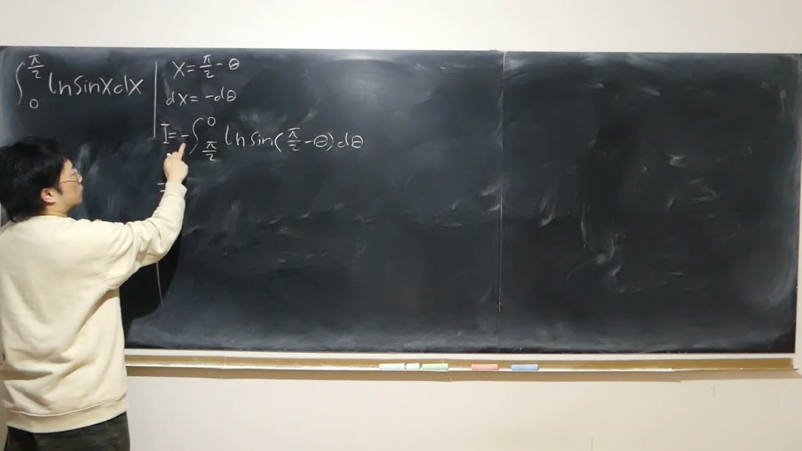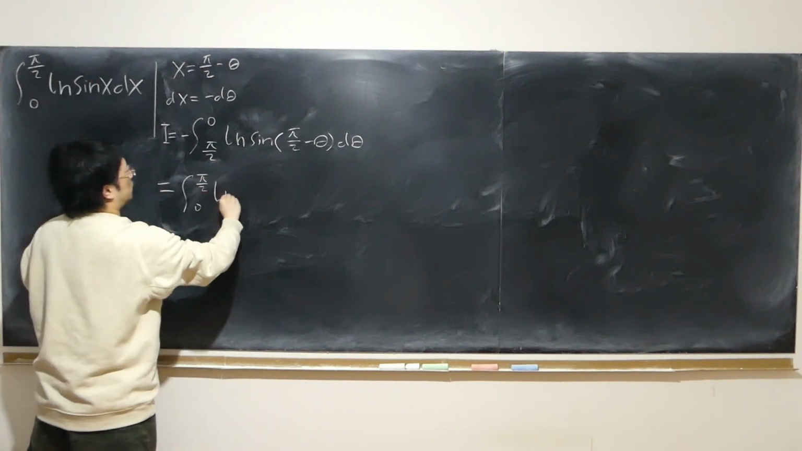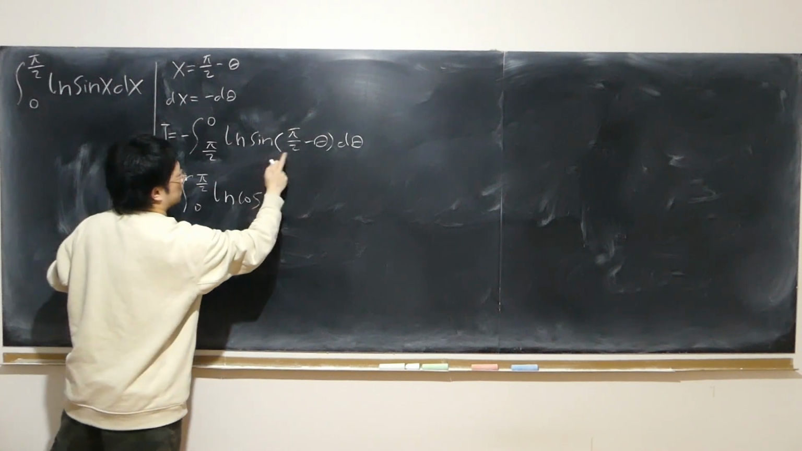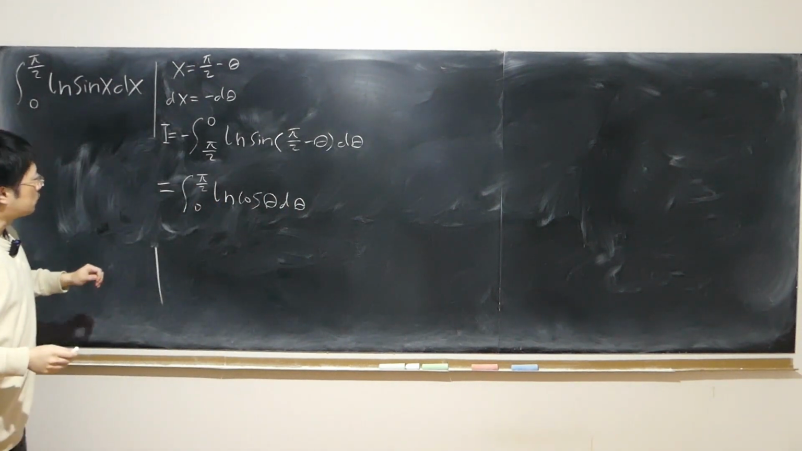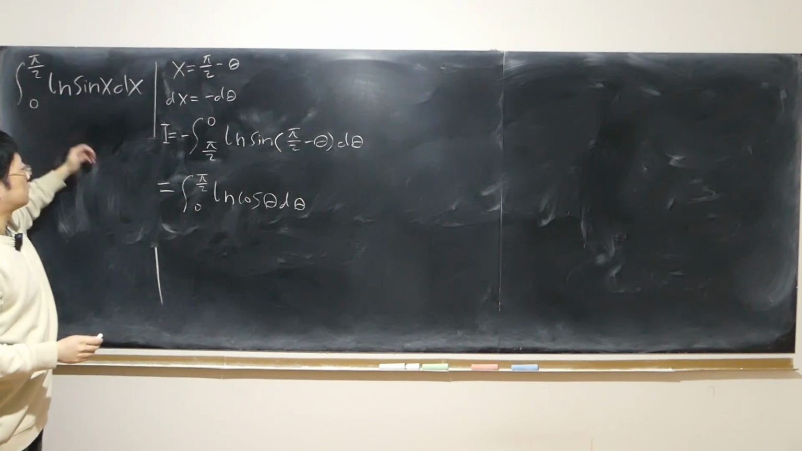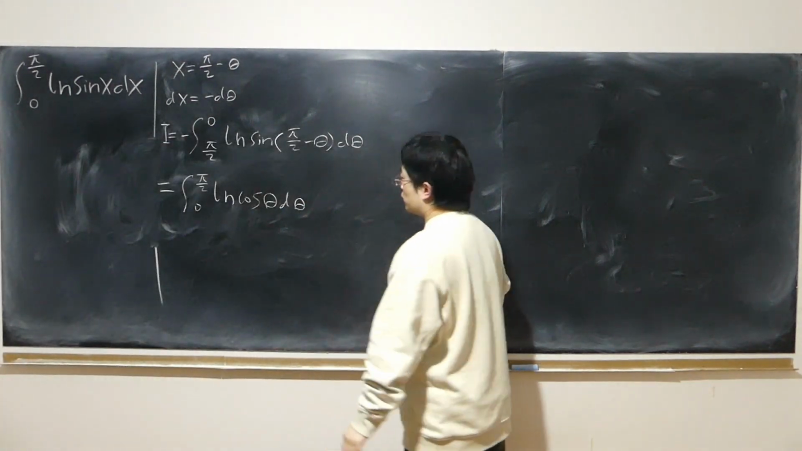So negative, get rid of negative sign, switch the boundaries. 0 to half pi. Log sine becomes cosine. Trig identity, cosine of theta. D theta. Now, turns out that it doesn't matter if we have sine or cosine. Right, the rest is the same. Same integral. Right? All we have to do is work out this one.